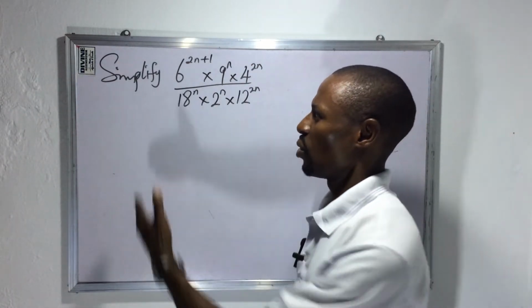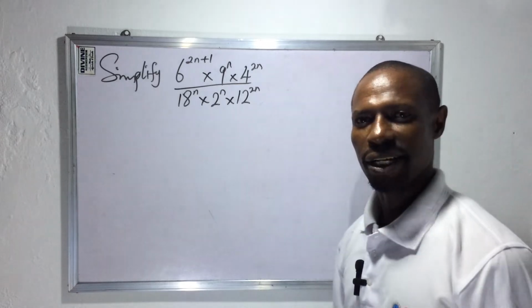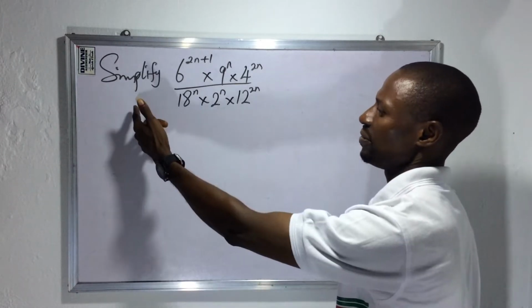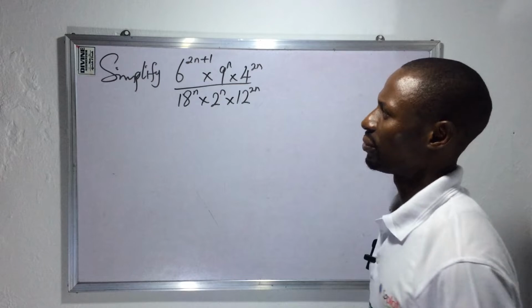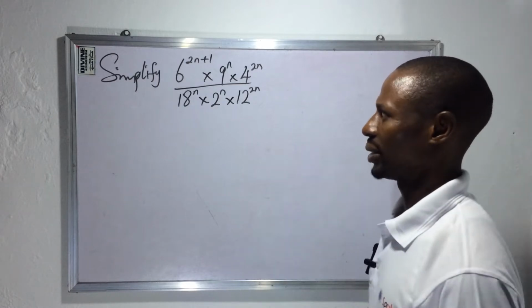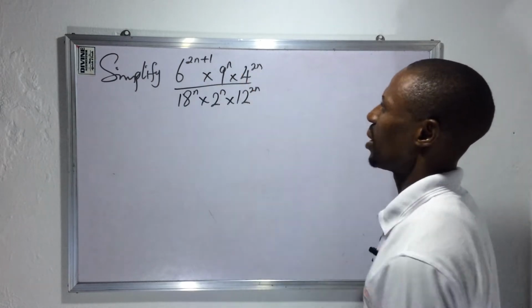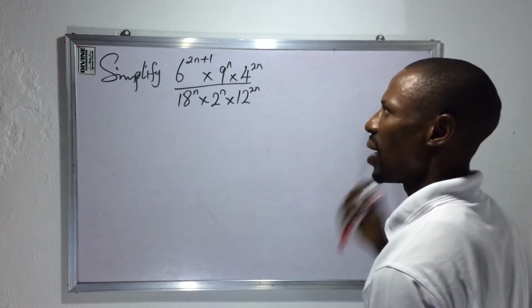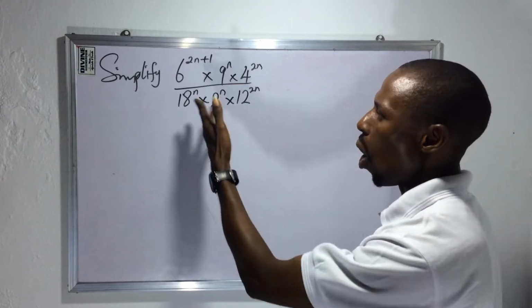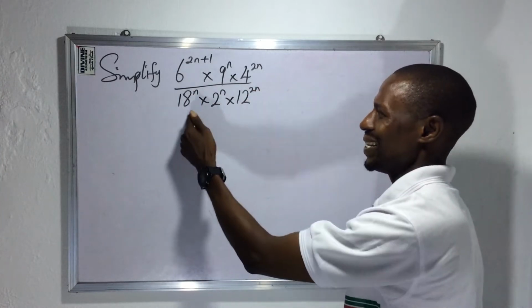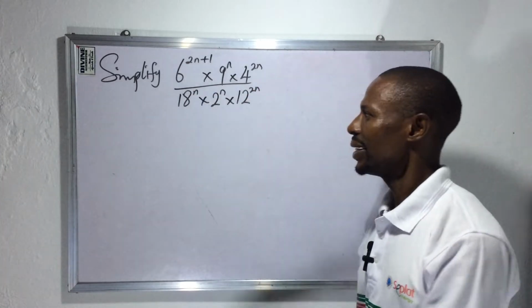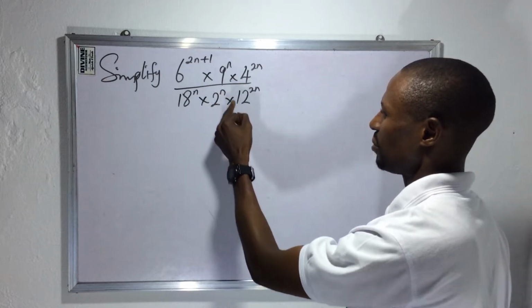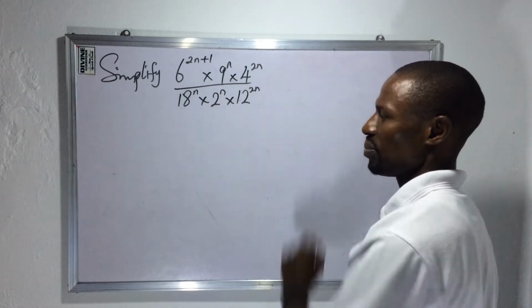And in today's video, we have a little challenge here. The challenge says simplify 6 to the power of 2n plus 1 times 9 to the power of n times 4 to the power of 2n, all divided by 18 to the power of n times 2 to the power of n times 12 to the power of n.